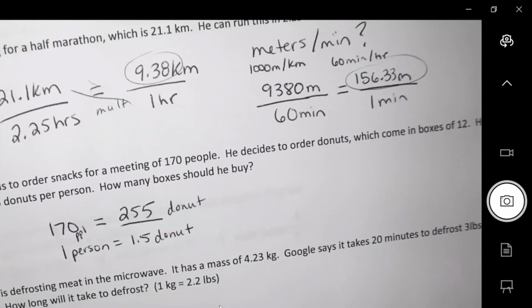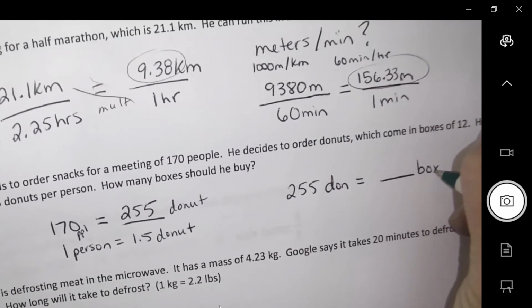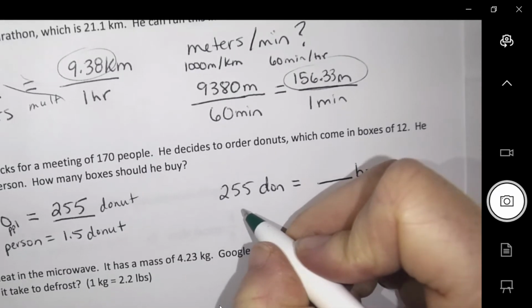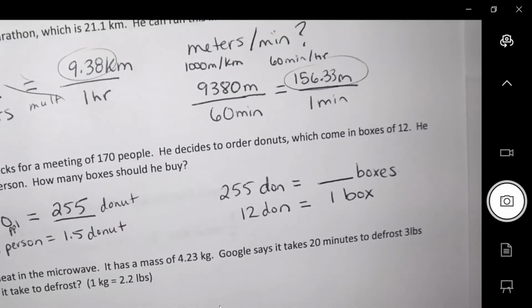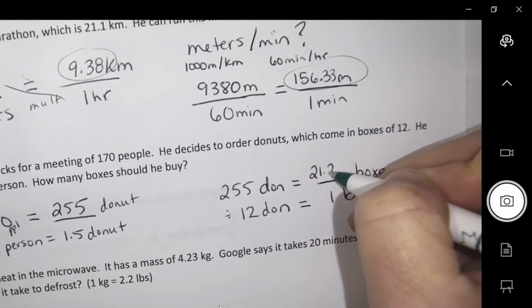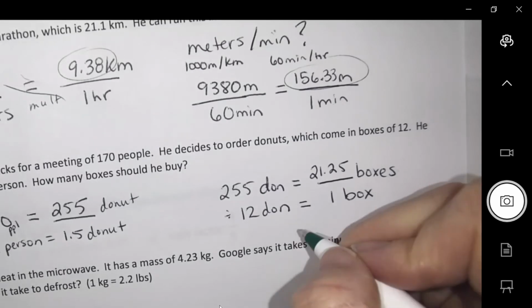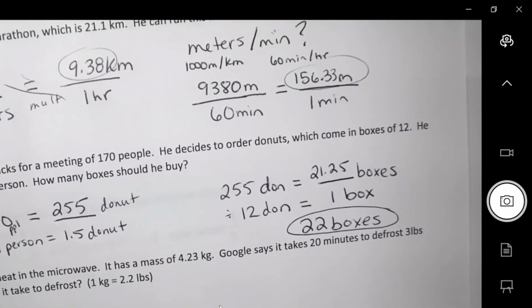Okay. How many boxes are we going to need? So 255 donuts equals how many boxes? When we know that 12 donuts is one box. So we're dividing by 12. Okay, what would you do if you were in charge here? What do you want to answer? Because you can't order a 0.25 box. Do you want to answer either 21 or 22? What makes more sense to you? 22. I'm probably going to say 22 boxes because as a business, it's obviously better to have leftovers than be short on something, right?